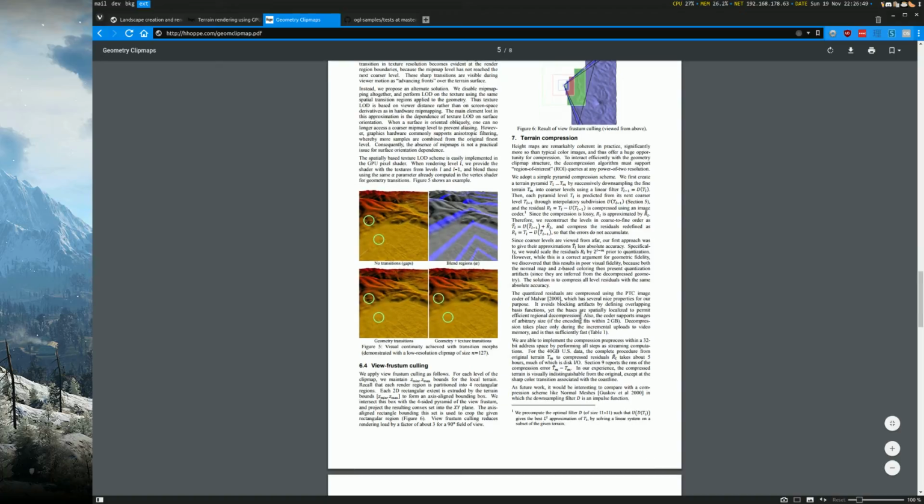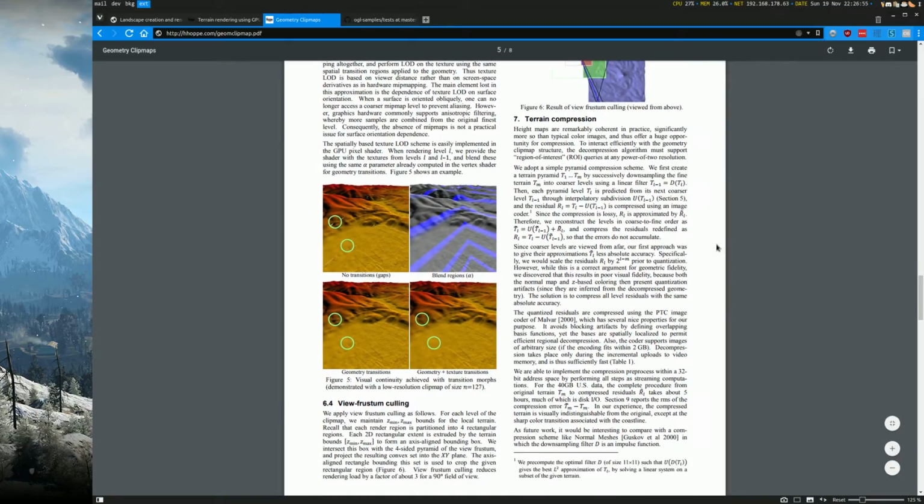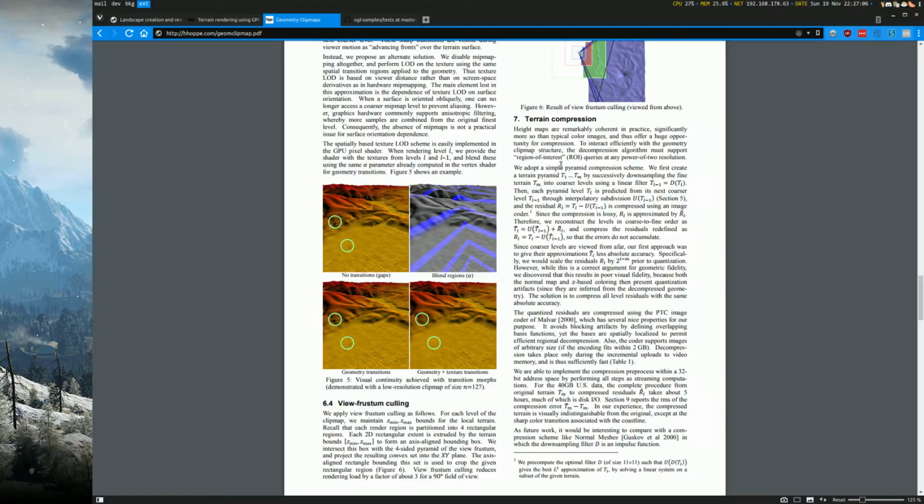Okay, here we go. Clipmaps are remarkably coherent in practice, significantly more so than typical color images, and thus offer a huge opportunity for compression. To interact efficiently with the geometry clipmap structure, the compression algorithm must support region of interest queries at any power of 2 resolution. We adopt a simple pyramid compression scheme. We first create a terrain pyramid T1 to Tm by successively downsampling the fine terrain into coarser levels using a linear filter. Okay. Then each pyramid level is predicted from its next coarser level through interpolatory subdivision.